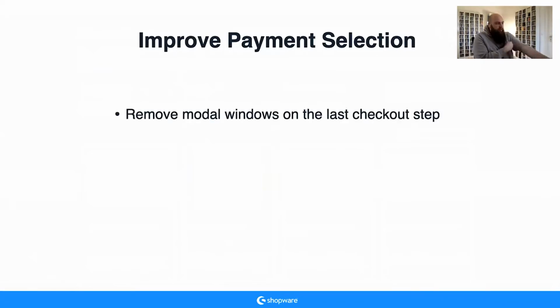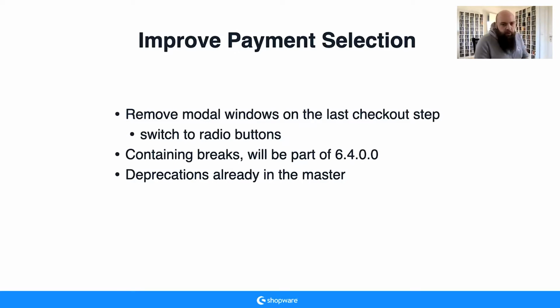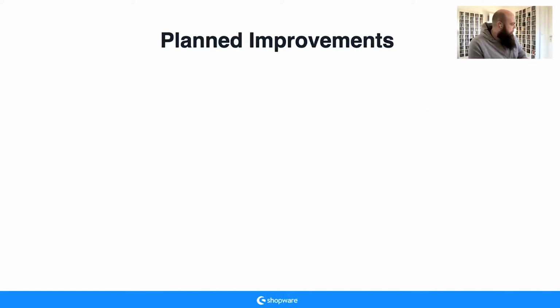The next topic is about improved payment selection. I showed you this multiple times before. It's about removing the modal windows in the last checkout step and including radio buttons to switch between shipping methods and payment methods. Sadly, it's containing breaks, so it will be part of the 6.4, the next major release, and it will not be included in the next minor release. And the deprecations are already in the master, so if you're developing payment plugins and so on, you can already have a look at it and see how it will work in the future. The whole topic is nearly finished and will also be in the master branch as soon as possible.